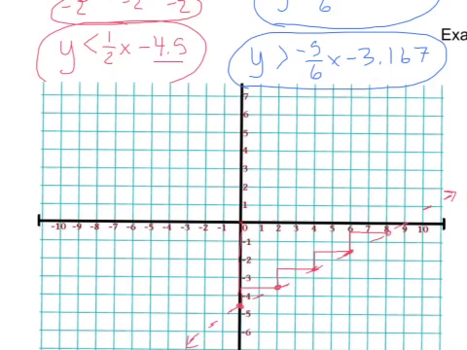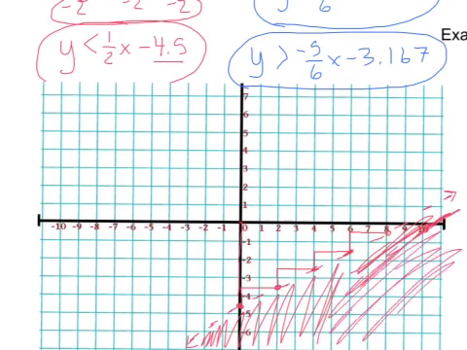Now there's more to it than just drawing the dotted line. The inequality is a less than, which tells me to shade where? Below the line. So I'm also going to shade below the line. So I've shaded below the line. So I drew my line, I shaded below the line. Now I need to go to the blue line, and I also need to draw it.